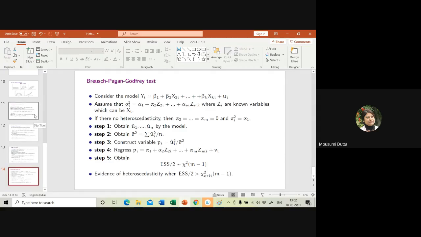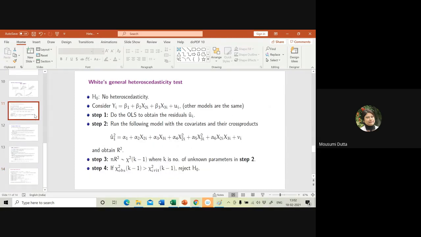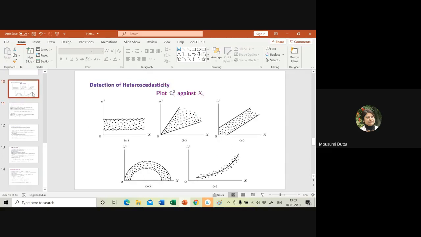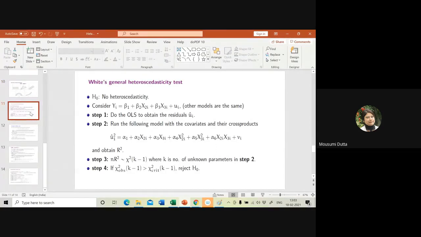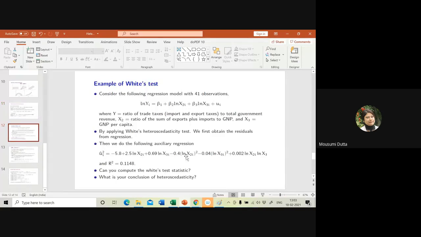In the meantime, please check the consequences of heteroscedasticity, how we use the GLS technique to find the best estimators, detection, how we can do it using the graph, and what White's test is. There is an example too. Here is an example, an application of White's test.